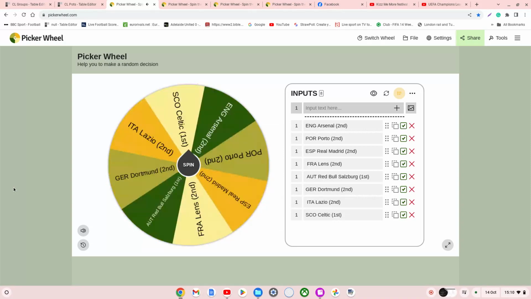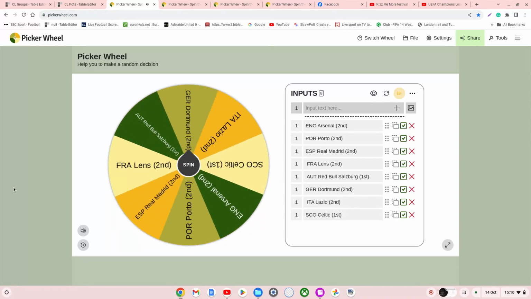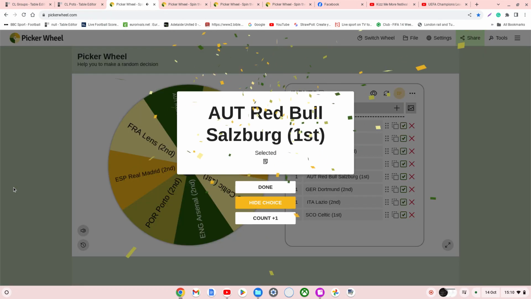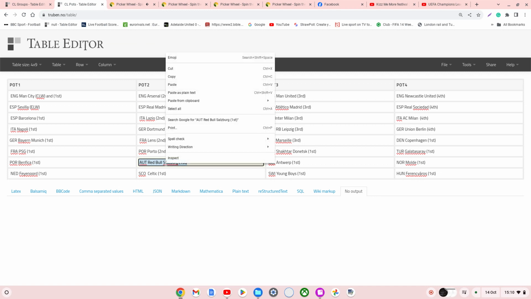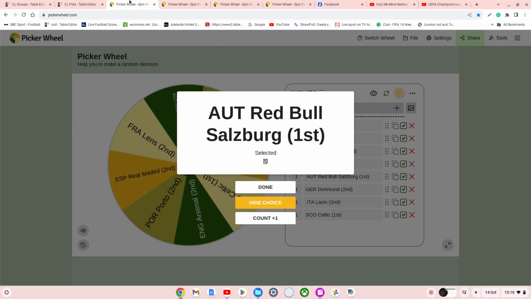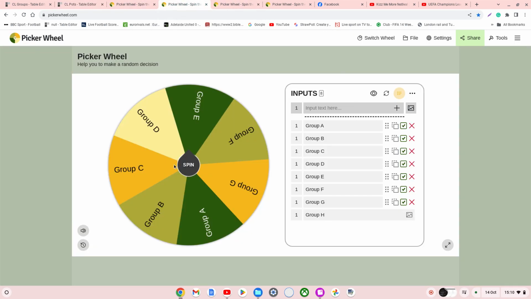Who is it going to be? And it's Red Bull Salzburg. Red Bull Salzburg from Austria. And they have all 8 options: A, B, C, D, E, F, G, or H. They have all 8 options because they are the only Austrian side, so they can pick any of the groups.